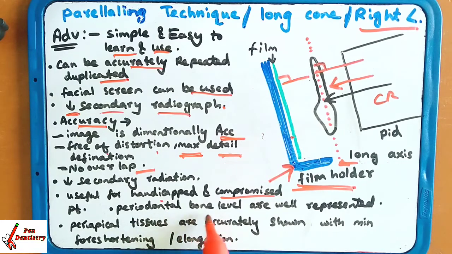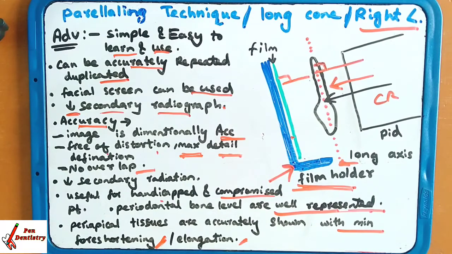Periodontal bone levels are well represented. The image quality is very good. The periapical tissues around the tooth are accurately shown with minimum foreshortening and elongation.